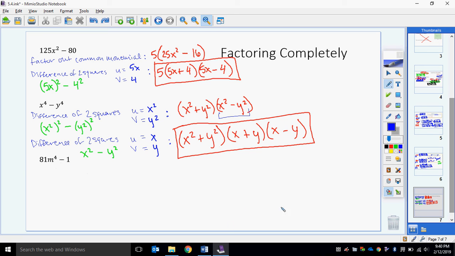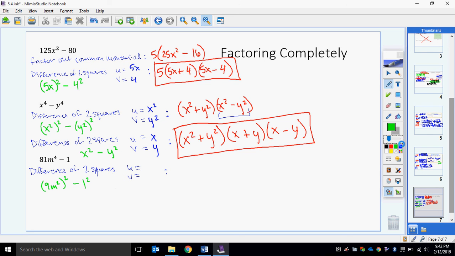81 m to the fourth minus 1. I have a difference problem here, so I'm trying to think if it's a difference of cubes or a difference of squares. Well, let's look at 81. 81 isn't a cube, but it is a square, right? Because 9 squared is 81. And what squared is m to the fourth? Well, m to the second squared would give you m to the fourth. How do I write 1 as a square? Well, 1 squared would give you 1.